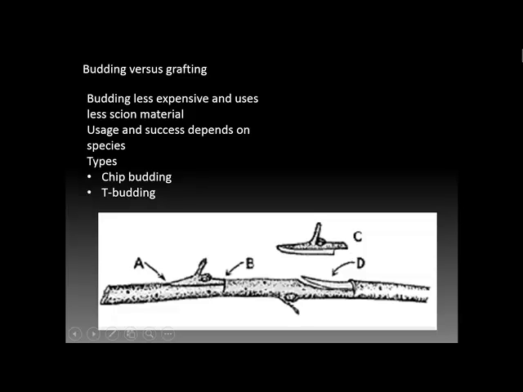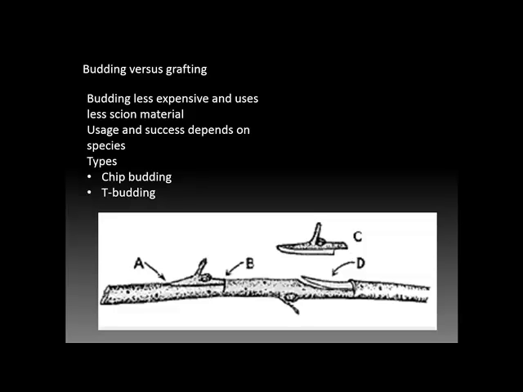So another type of grafting that we have talked about, but we're not going to be able to do with success at this time of year, is budding. Budding uses a much smaller piece of tissue, a much smaller amount of scion tissue than grafting does. But it is a very widely used procedure, especially in fruit trees.